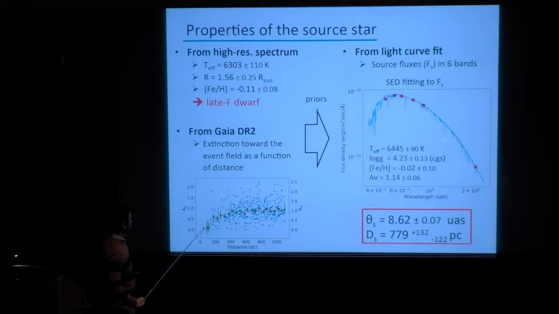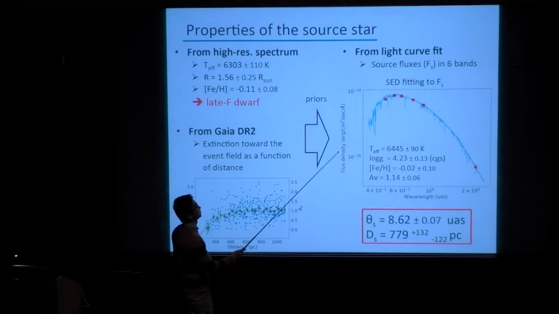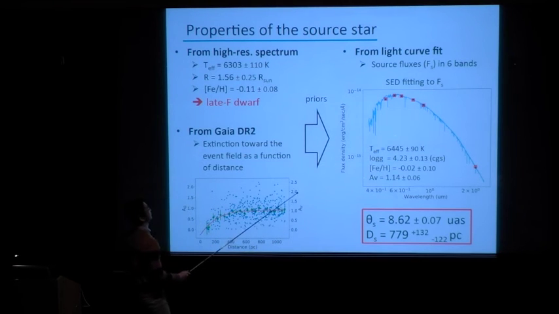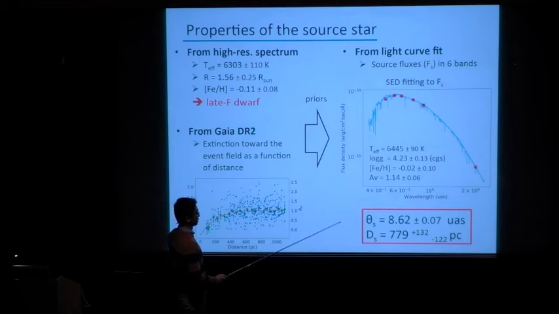We averaged the extinction of the stars in the field and derived the relation between the extinction and distance. And using this information as priors, we fitted the source fluxes, which were obtained by the light curve fitting, with theoretical spectra, and derived the final estimation of the properties of the source star, including the angular source radius and also the distance to the source star.